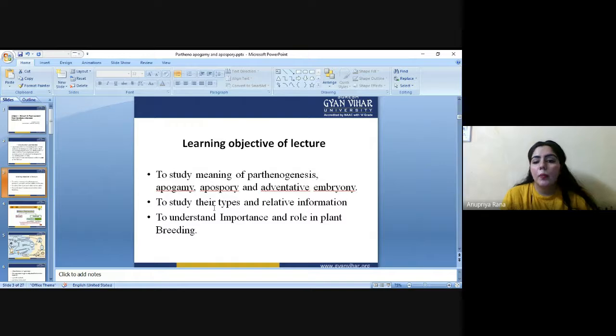We also need to understand the importance and role of apomixis in plant breeding, that is, how the apomixis process is helpful in plant breeding methods and how it maintains the genetic traits. These are the basic objectives we have to take under consideration while starting this lecture.